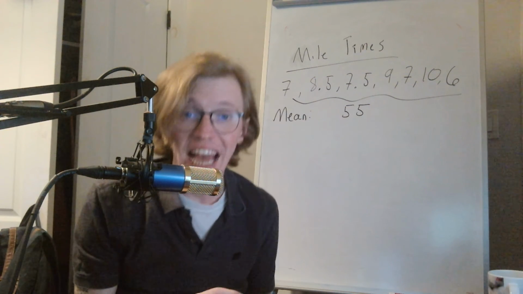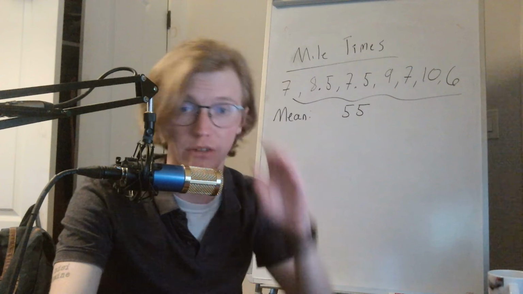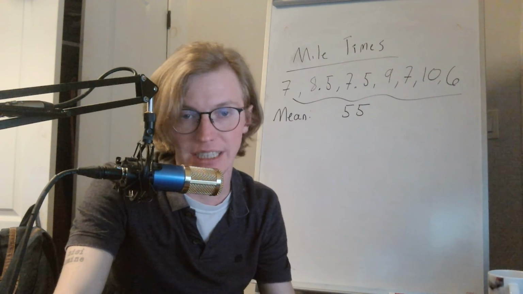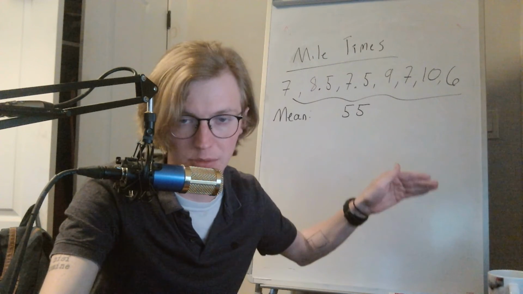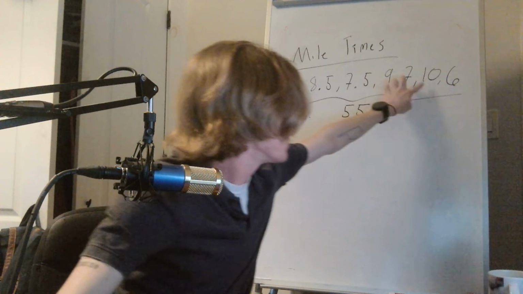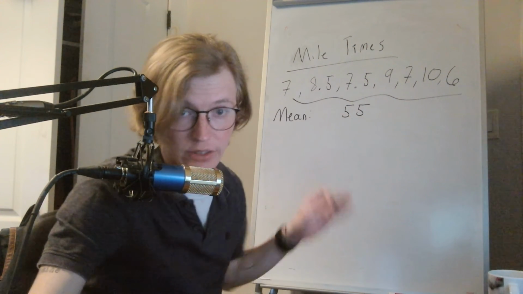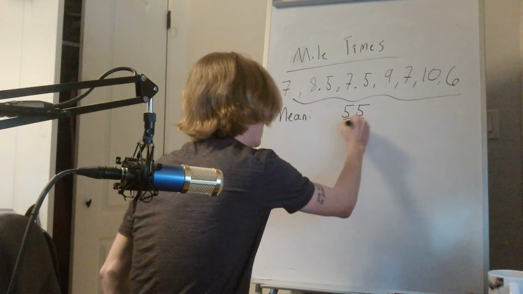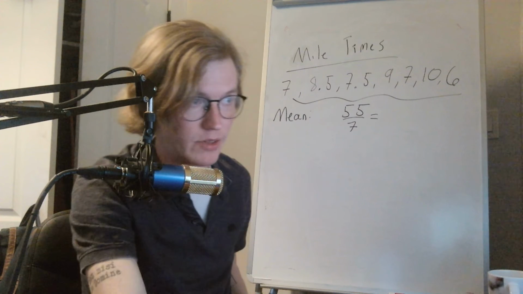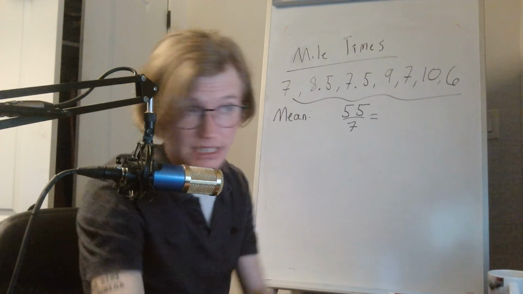But to find the average, you then take that sum and divide by the total number of observations, or the number of things you're looking at. In this case, we're looking at mile times. So how many specific mile times do we have? 1, 2, 3, 4, 5, 6, 7. We have 7 mile times. So we take that 55 and we divide by 7. And 55 divided by 7 is 7.857. We're going to round to 7.86.